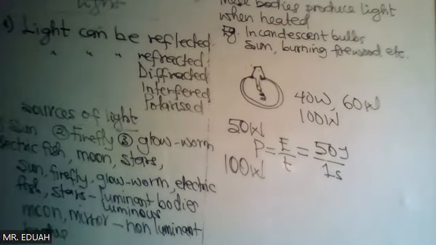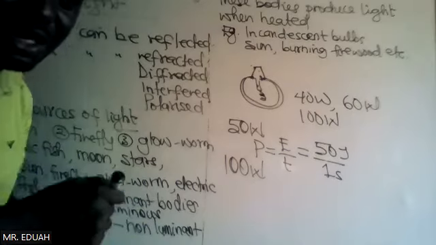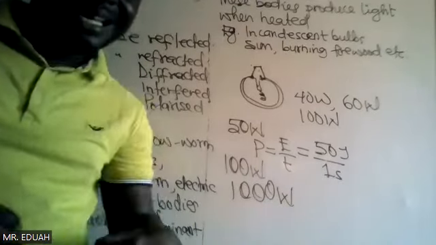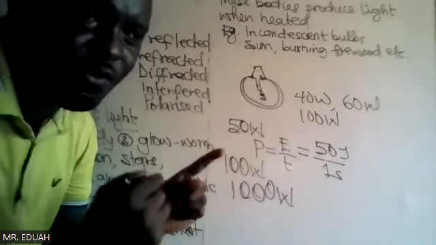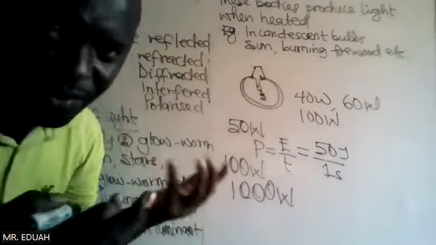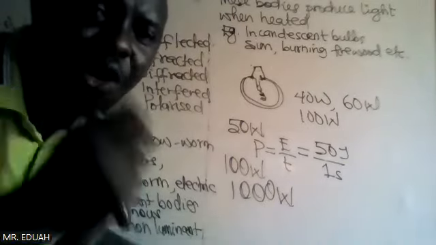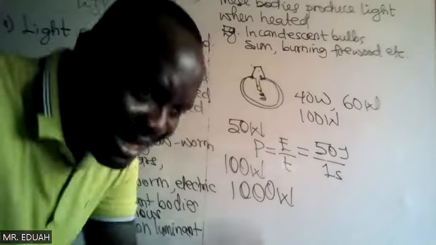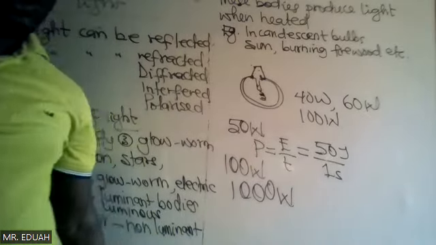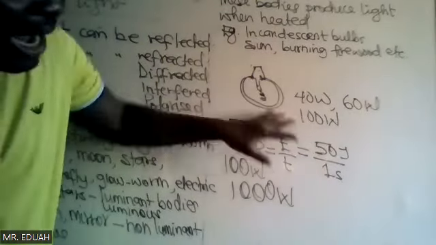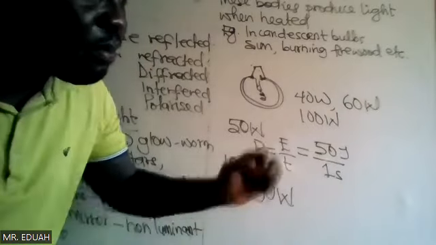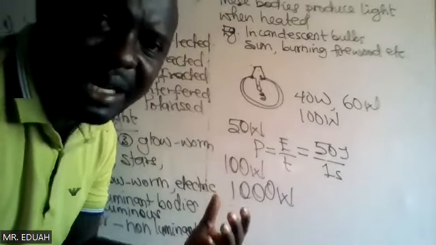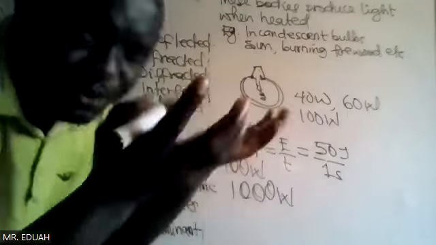So if your heater or iron is rated 1,000 watts, it means that within 1 second, the function of the heater is to convert electrical energy to heat energy, right? So it means that within 1 second, 1,000 joules of electrical energy will be converted to heat energy. And so the device will take more energy within a short time. So that is the more reason why the Ghana Energy Commission banned the importation of the incandescent bulbs and encouraged the importation of energy saving bulbs.